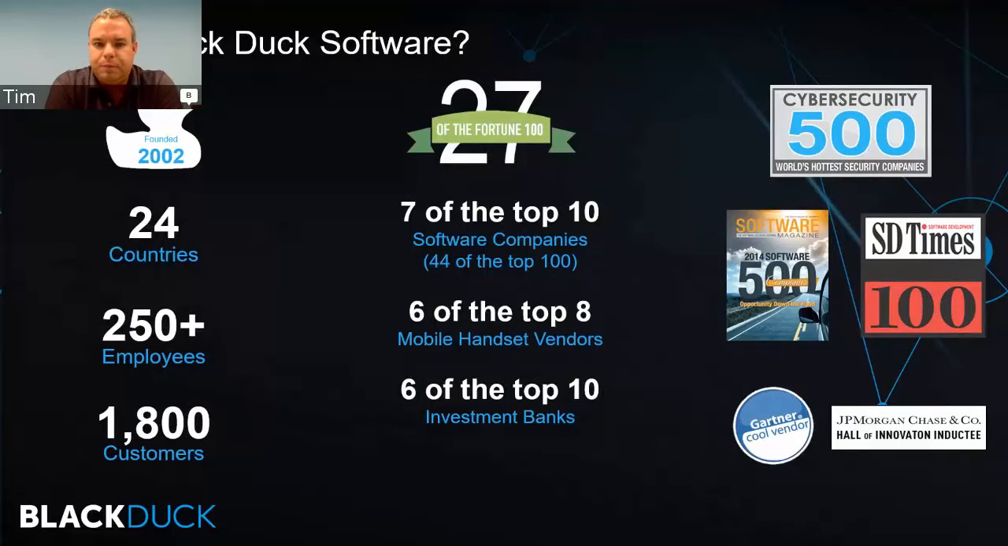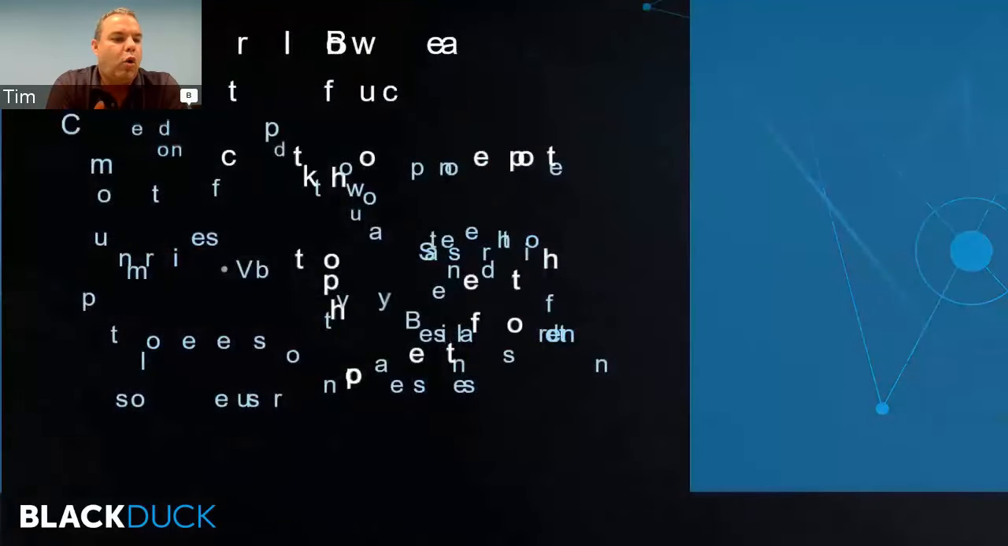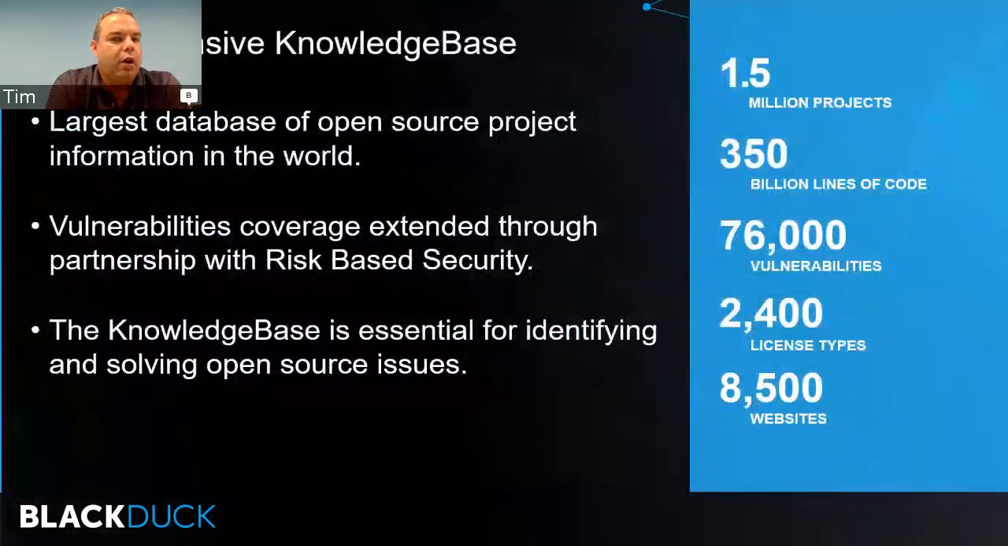The core value that we have is in our knowledge base. All of these stats that you see on the right are probably ancient by the time we write them. But when you're talking about over a million projects, over 300 billion lines of code under analysis, that's the type of thing that we bring to bear in terms of analysis of the source code that you've got and being able to identify the vulnerabilities that are in there.